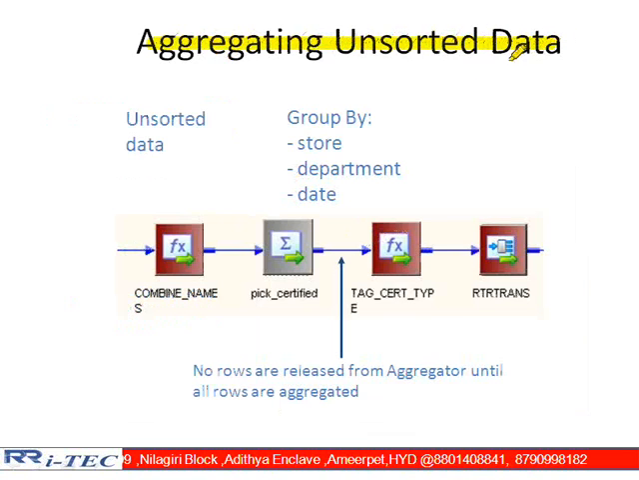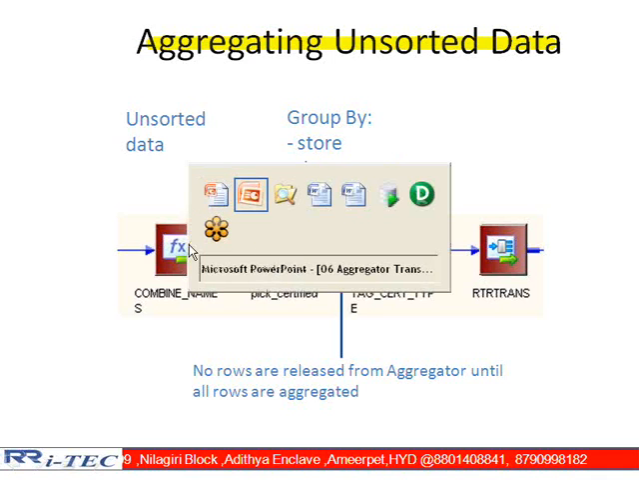Aggregator with unsorted data. If I give the input as unsorted data, what is going to happen? Let us say I have an employee table available. In that one, data for the 10th department, 20th department, and 30th department is available. However, those are not available in one order, right?